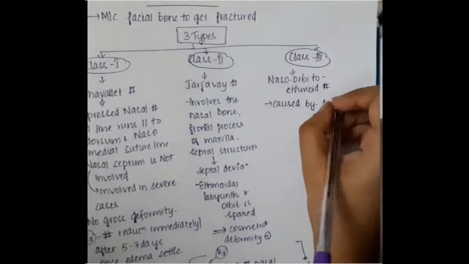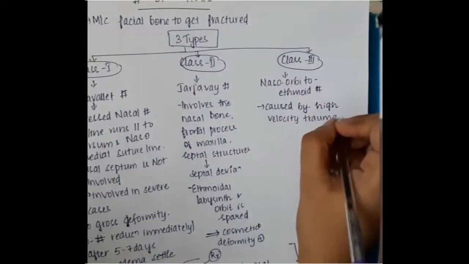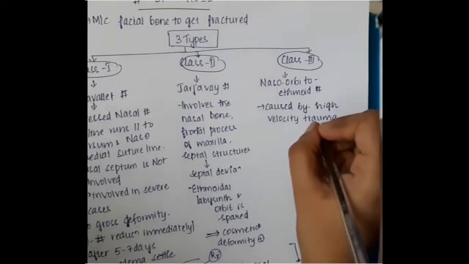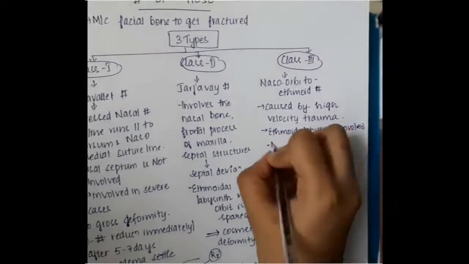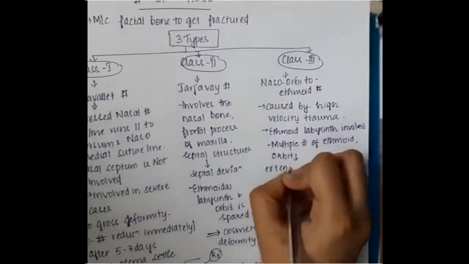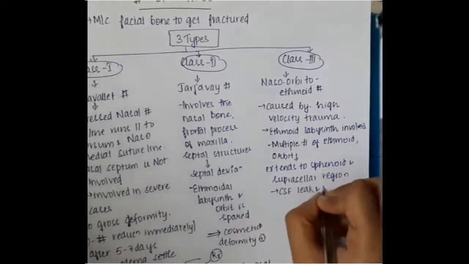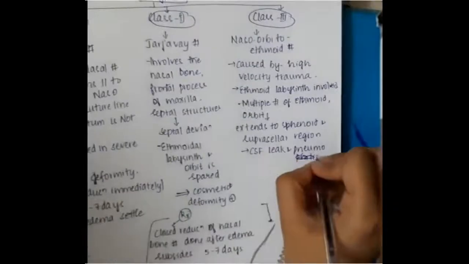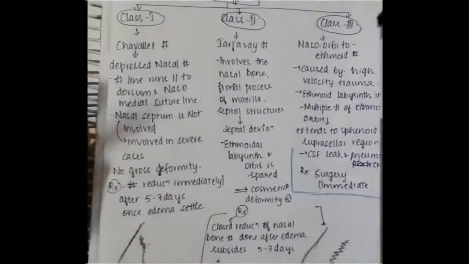Then finally we have class 3 or naso-orbital fracture, which is caused by high velocity trauma. Here ethmoid labyrinth is involved. As the name says, there are multiple fractures of ethmoid and orbit, and these may even extend into the sphenoid and suprasellar region. CSF leak and pneumocranium are also seen. Immediate surgical treatment is necessary.